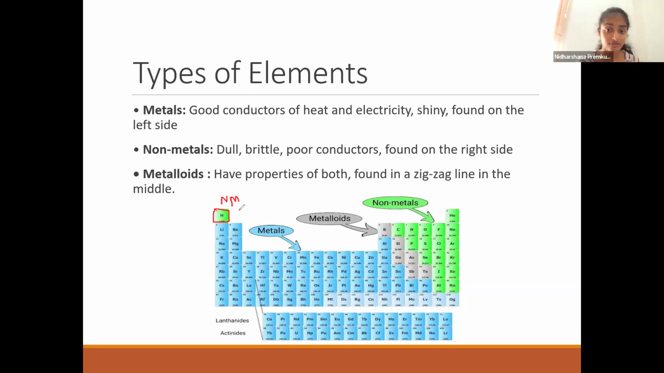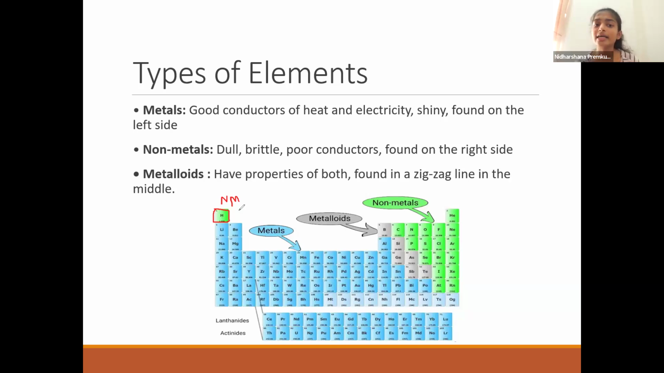Metals are good conductors of heat and electricity. They are shiny or very lustrous in nature. When you look at it, it's not dull. It's very shiny looking. And like I said, they are found on the left side of the periodic table.